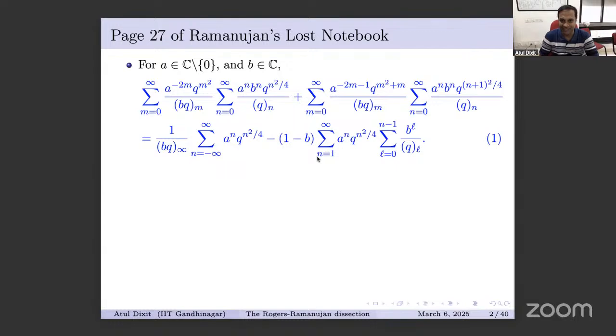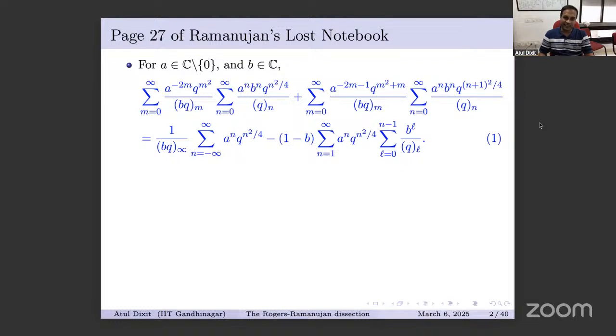but I'll try to convince you that it's also a very, very important identity. Although it's not among the 10 fascinating identities that Andrews and Berndt listed in their nice article in the Notices of the AMS a few years ago, I'll try to convince you that this is also a very important identity.